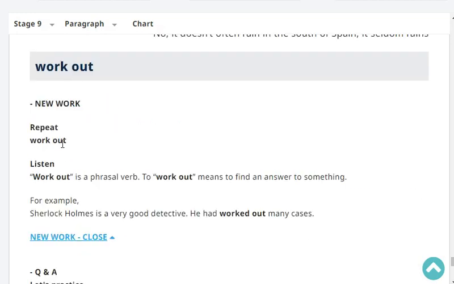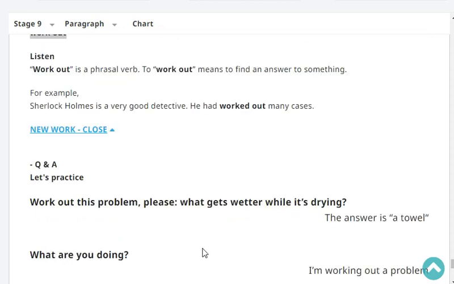Next, repeat work out. Work out. Very good. Okay, listen. Work out is a phrasal verb. To work out means to find an answer to something. For example, Sherlock Holmes is a very good detective. He had worked out many cases. Let's practice. Okay.